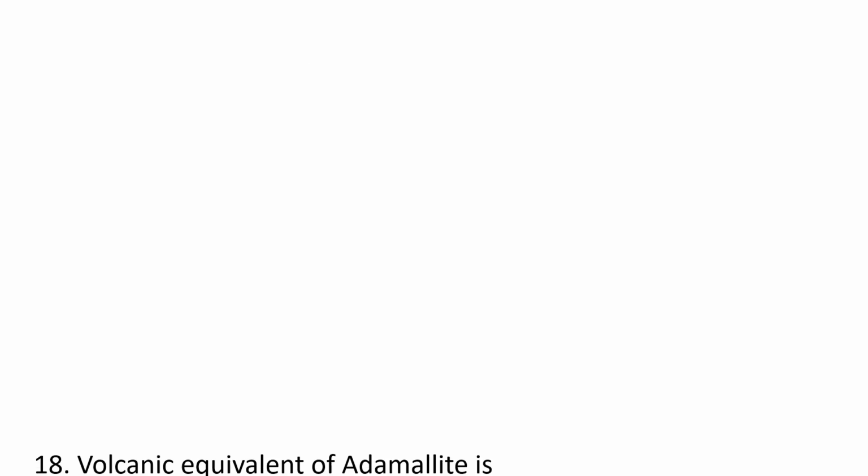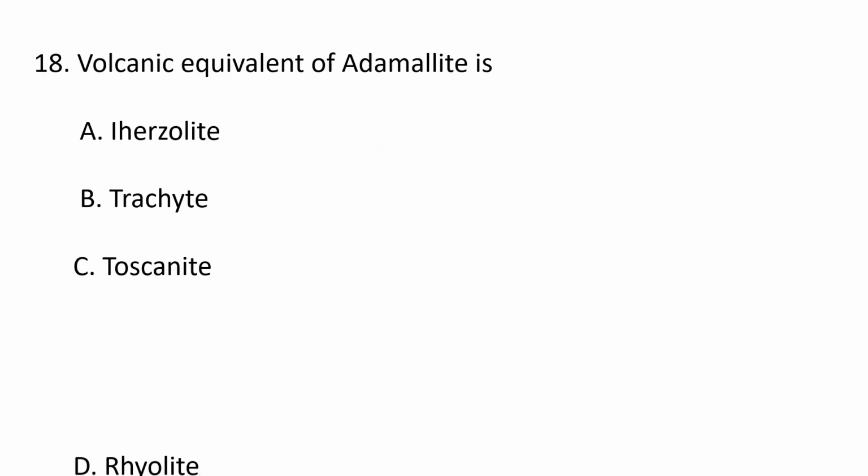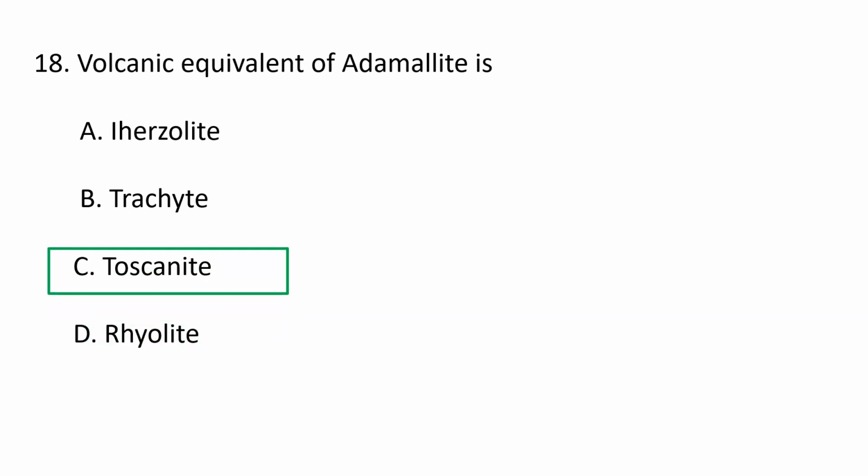Next question. Volcanic equivalent of adamellite is A. Lherzolite, B. Trachyte, C. Toscanite, and D. Rhyolite. Volcanic equivalent of adamellite is toscanite. Adamellite is composed of alkali feldspar and plagioclase, each between 1/3 and 2/3 proportions, and coarse grained rock, and equivalent medium and fine grained rocks are micro adamellite and rhyodacite respectively. So adamellite is composed of alkali feldspar and plagioclase. So volcanic equivalent of adamellite is toscanite. C is the correct option.